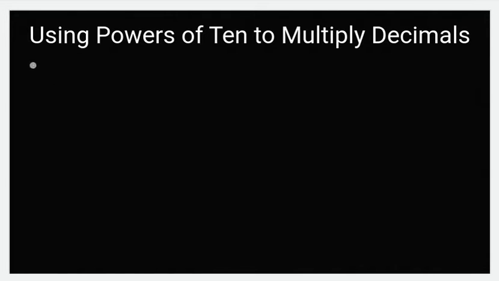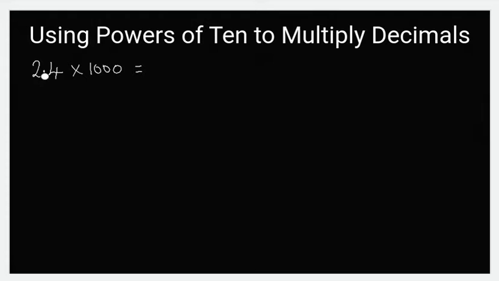2.4 times 1000. So instead of going the long way, multiplying the way you were taught to multiply decimals, because you're multiplying this decimal with a multiple of 10, it's quite easier to do it this way. So how do we do it? How many zeros do you have here? In your multiple of 10, you have 3 zeros.